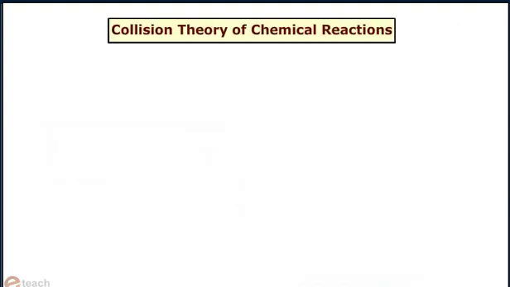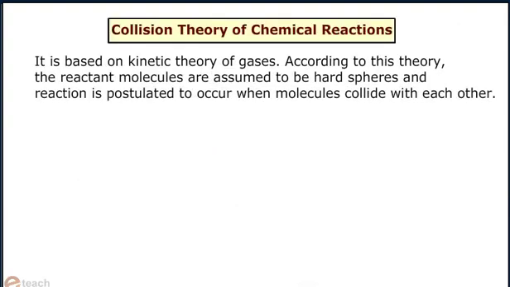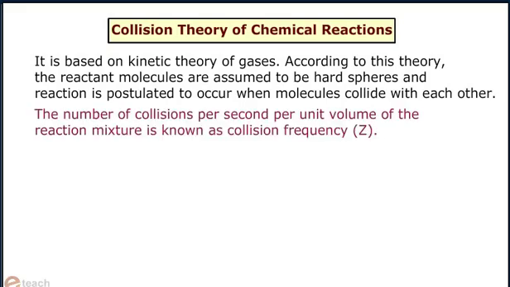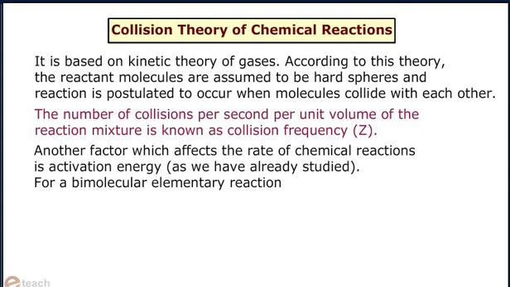Collision theory of chemical reactions. It is based on kinetic theory of gases. According to this theory, the reactant molecules are assumed to be hard spheres, and reaction is postulated to occur when molecules collide with each other. The number of collisions per second per unit volume of the reaction mixture is known as collision frequency, that is Z. Another factor which affects the rate of chemical reaction is activation energy, as we have already discussed.